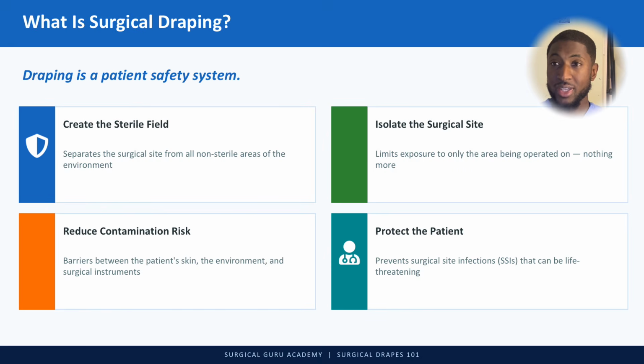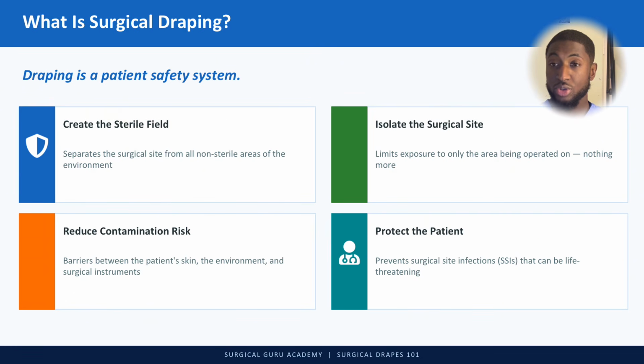All right, so what is surgical draping? Draping is a patient safety system. What draping does is it creates a sterile field. It separates the surgical field from the non-sterile areas of the environment. So the things that we open up sterilely, such as the surgical drapes and everything that's on the sterile field, it is rendered sterile.